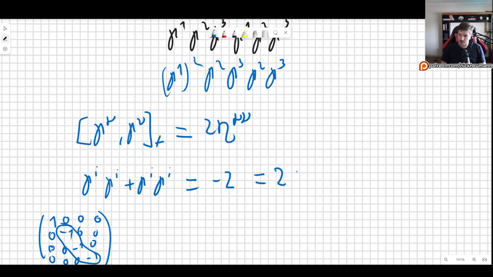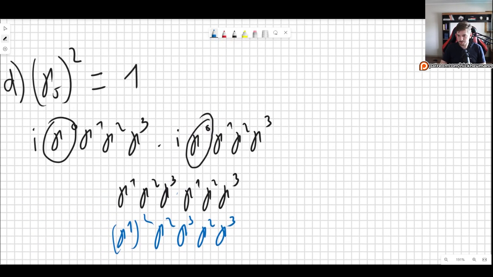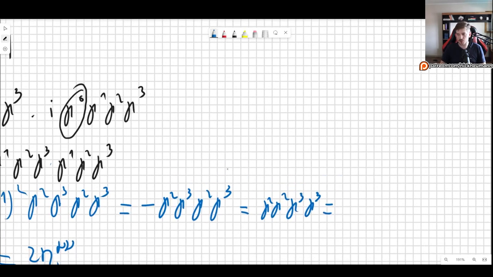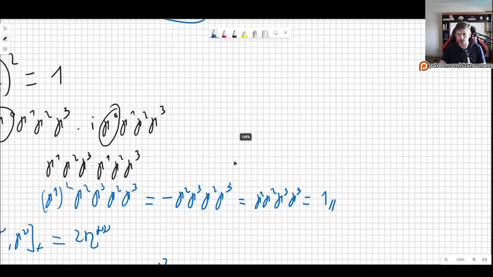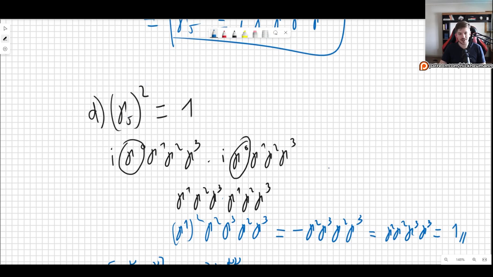And this is equal to 2 times gamma I squared. So that means that gamma I squared is equal to minus 1 in all cases. So using this and going back up here, we get that this is minus gamma 2, gamma 3, gamma 2, gamma 3. We can now change the position of these two and anti-commute them. So we end up with another minus sign and gamma 2, gamma 2, gamma 3, gamma 3. Gamma 2 squared is minus 1, gamma 3 squared is minus 1, so we get minus minus 1, or 1. And there we go, we just proved that gamma 5 squared is equal to 1.